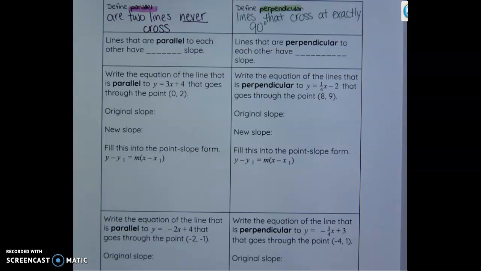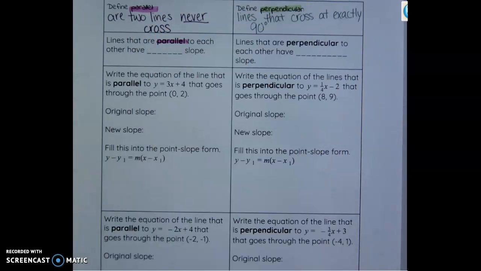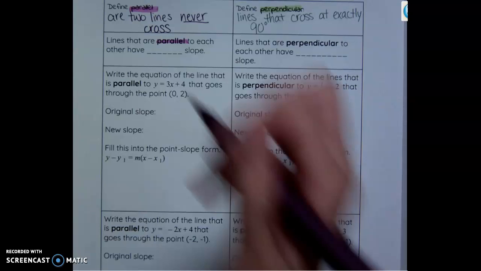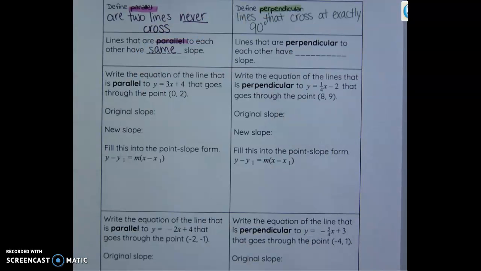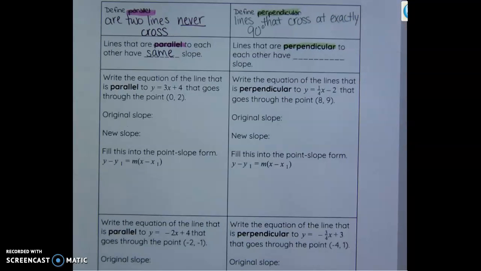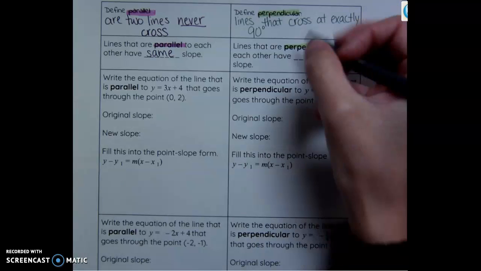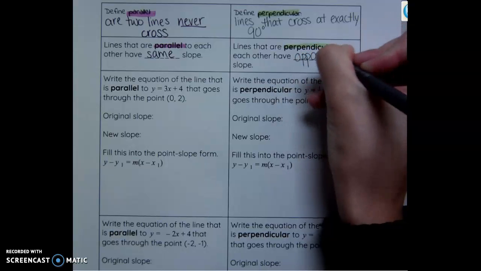Okay, so parallel lines, they have a special slope. How do you know, given 2 equations, if lines are parallel? Well, they have the same slope. So since they never cross, their slope has to be the same. Now, perpendicular. These lines do cross, okay? And since they cross at 90 degrees, they have what we call opposite slope. And we'll do a little practice.